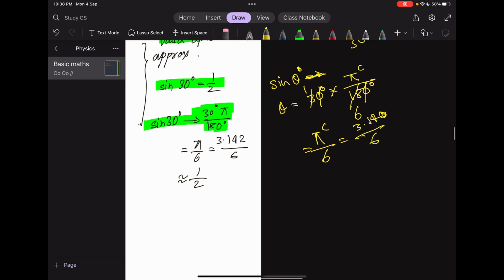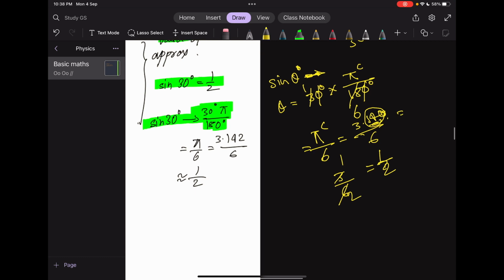So you can understand, let's say it's 3 by 6. If it is 3 by 6, then it's near to half, right? So it's 3.14, only 0.14 more than 3. This value is 0.14 more than 3. So pi by 6 is very near to half.